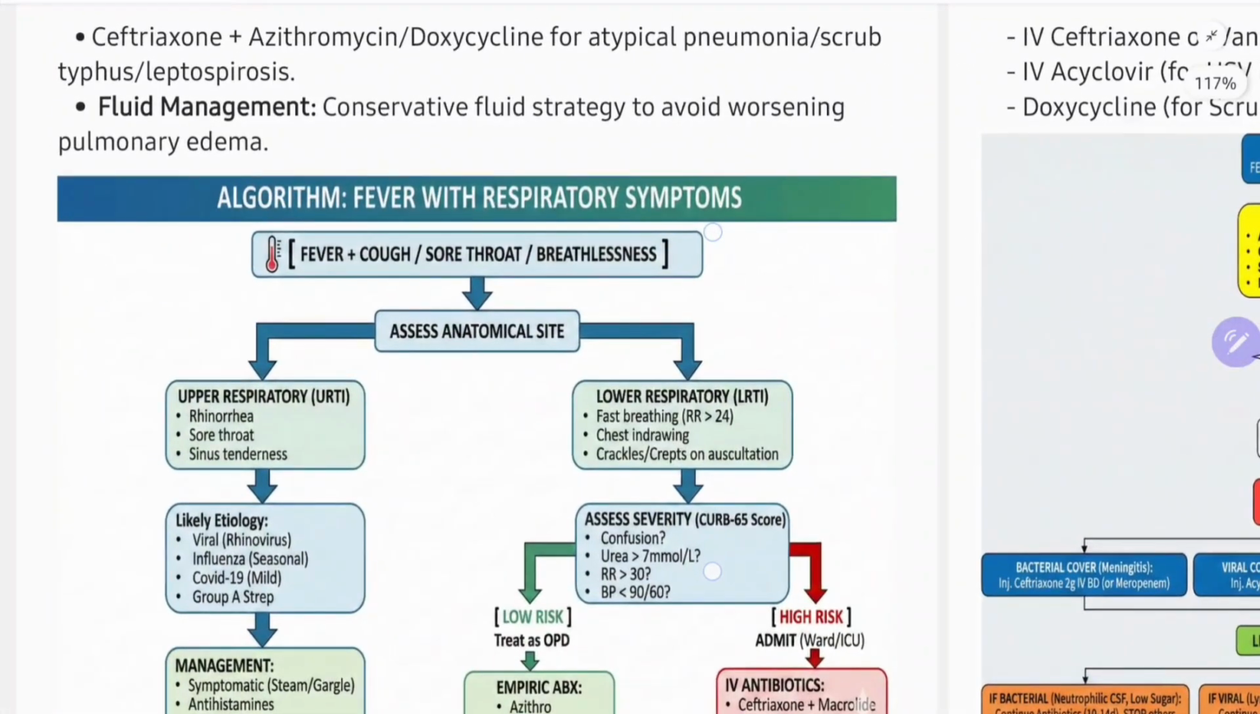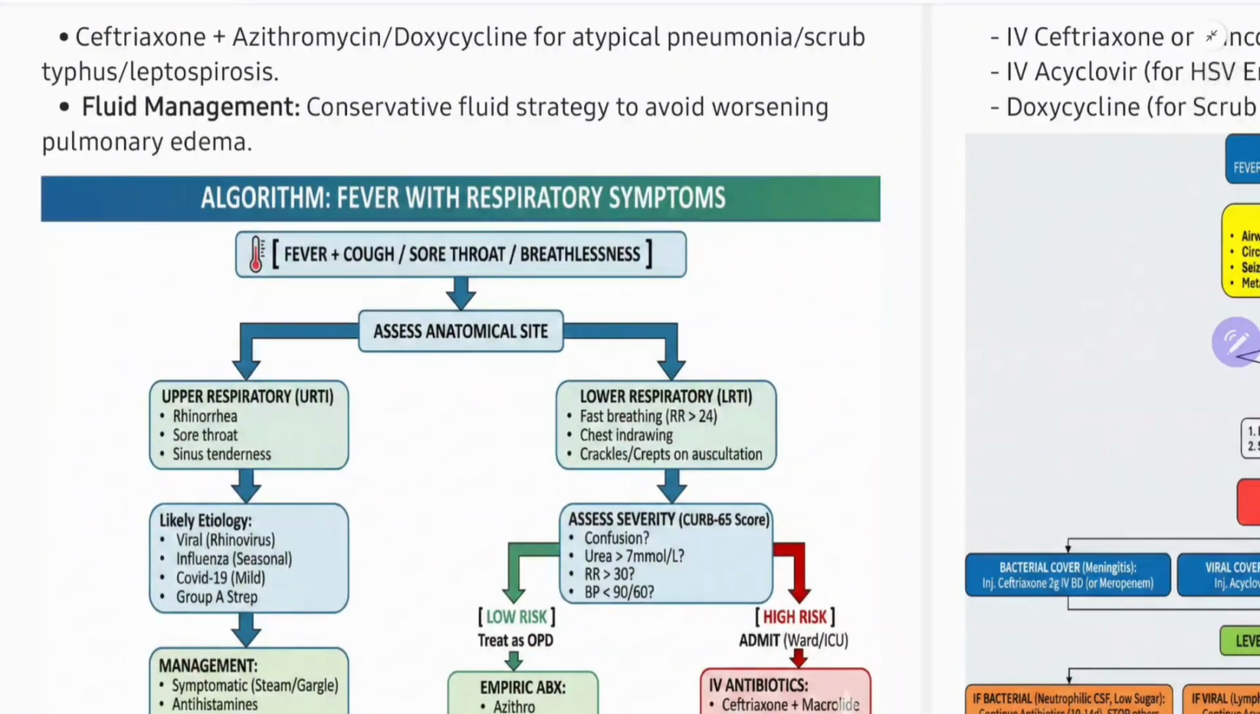Then, one you have given oseltamivir for the respiratory illness. Okay. Second thing you give is ceftriaxone plus azithromycin or doxycycline for atypical pneumonia, scrub typhus, or leptospirosis. Fluid management is important. Conservative fluid strategy to avoid worsening pulmonary edema.